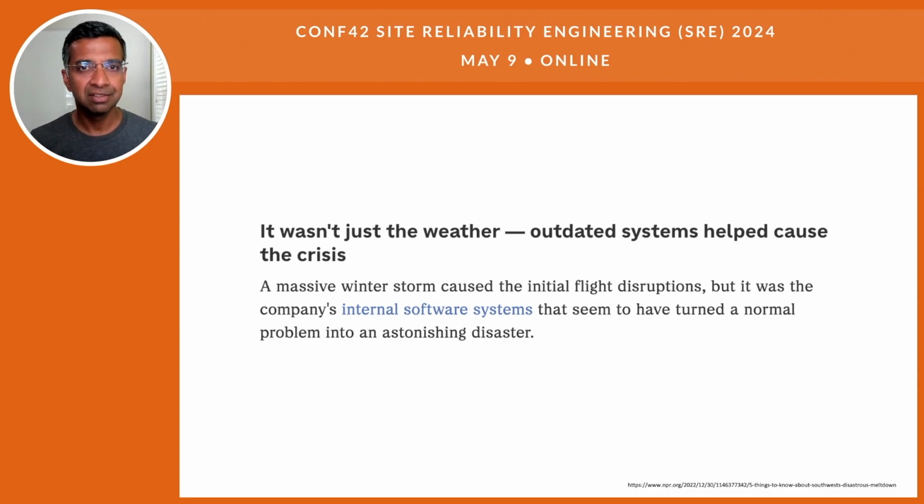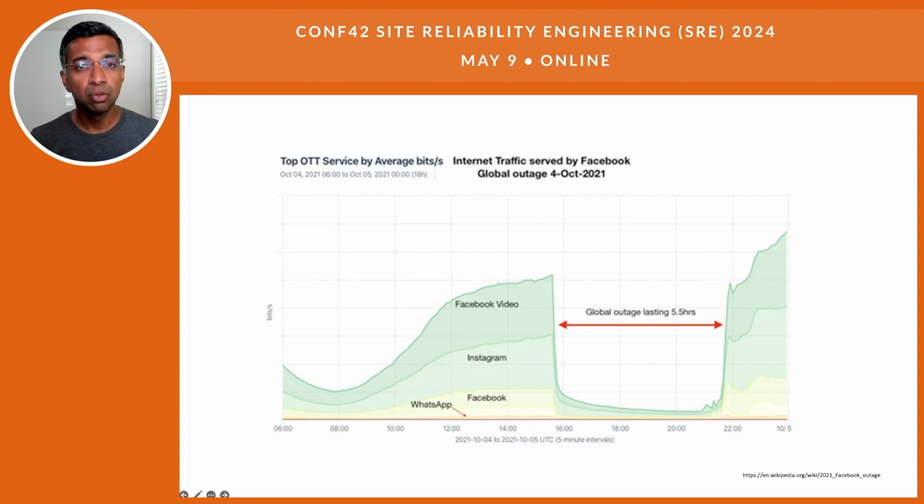What triggered this whole situation was a massive windstorm across multiple cities in the US. So that caused the airline to cancel or delay many of the flights during that period. But what made this situation a major disaster for Southwest was the back-end crew scheduling system. The scheduling system couldn't handle the amount of requests for scheduling changes, and it just went down.